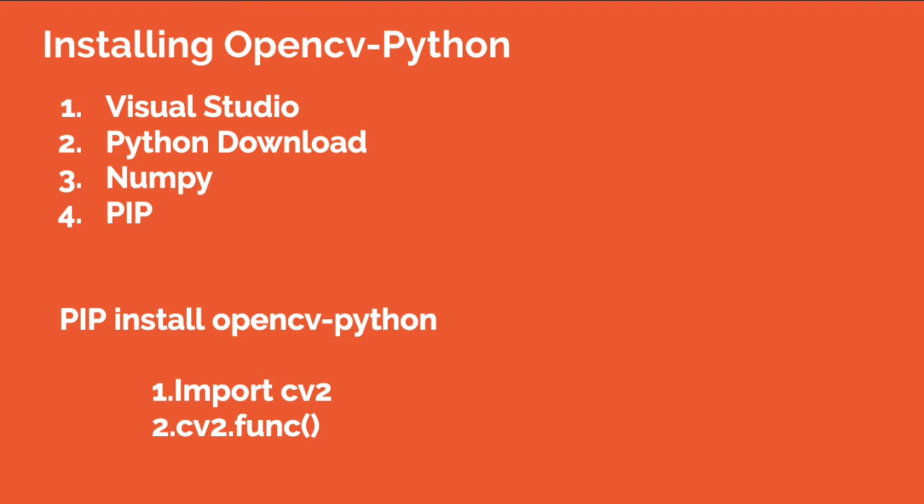So the most important part is how we are going to install OpenCV on any platform or operating system. Here is a list of software that needs to be installed before using the OpenCV Python module. The first one is Visual Studio. Visual Studio is a C++ compiler, so you need to install that because OpenCV Python was totally built on C++ code. The second most important software is Python.